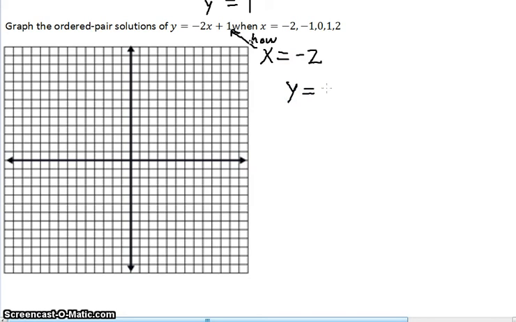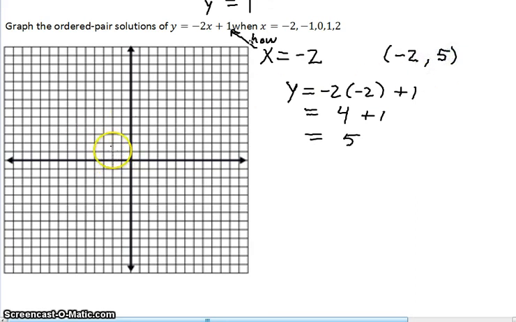So y is equal to -2 times another -2 plus 1. That's going to be a positive 4 plus 1, which is equal to a positive 5. So my first ordered pair is -2, comma 5. So I'm going to go to a -2 and then go up 5 and put a dot there. And there's my first ordered pair solution. So I'm going to do the exact same thing with all of these: with -1, with 0, with 1, and with 2.